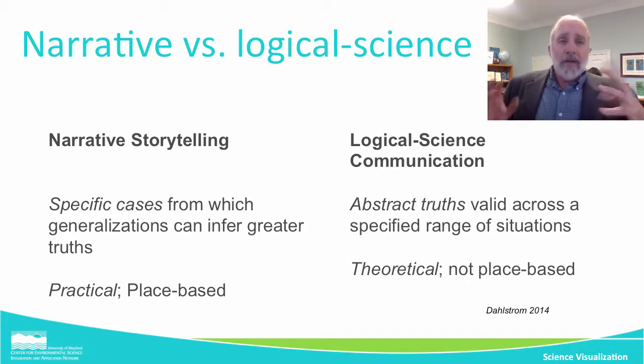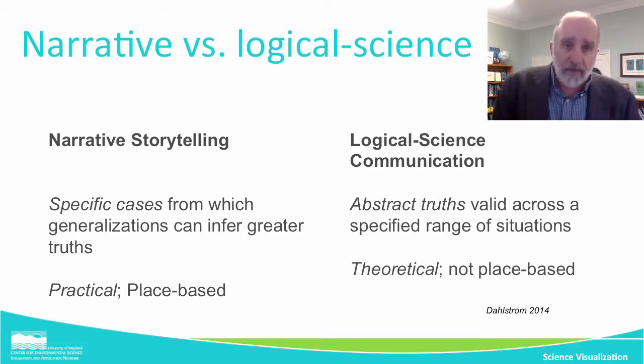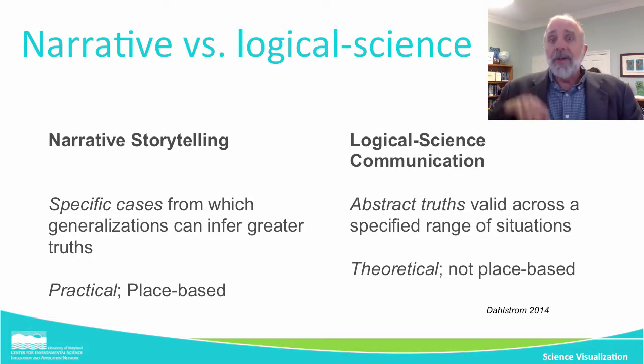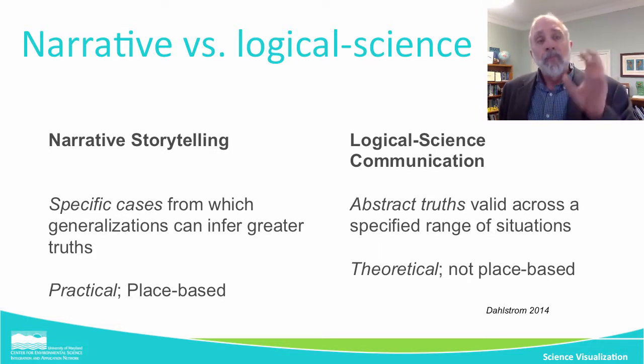There are models of communication in the literature called narrative storytelling, and the contrast is logical science communication. Narrative storytelling uses specific cases from which generalizations can infer greater truths. They're practical and they're place-based. Logical science communication uses abstract truths valid across a specified range of situations. They're theoretical and not place-based.